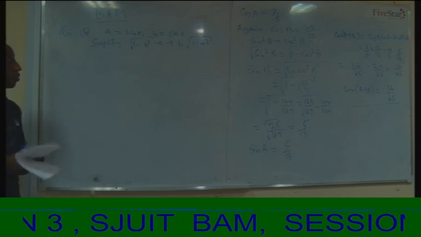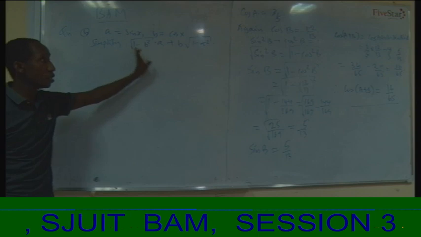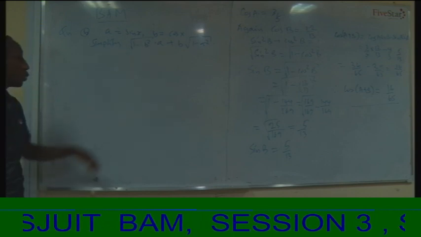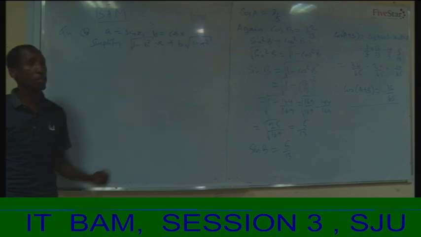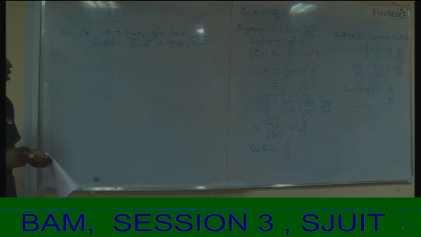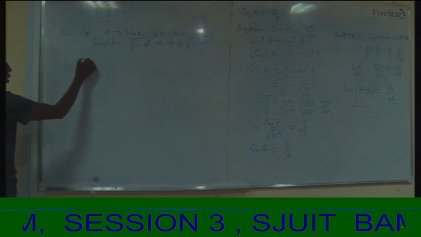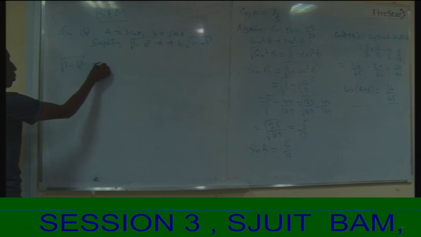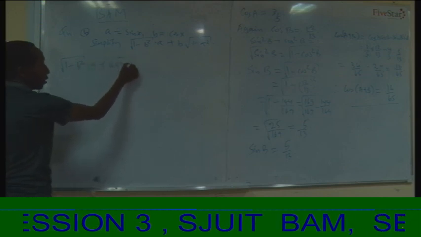So we are given the value of A as sine x and the value of B as cos x, then we are asked to simplify this expression. What we need here is just to make the direct substitution of the given values in the expression and simplify our expression using the trig identities. So square root of 1 minus B squared, times A plus B times square root of 1 minus A squared.